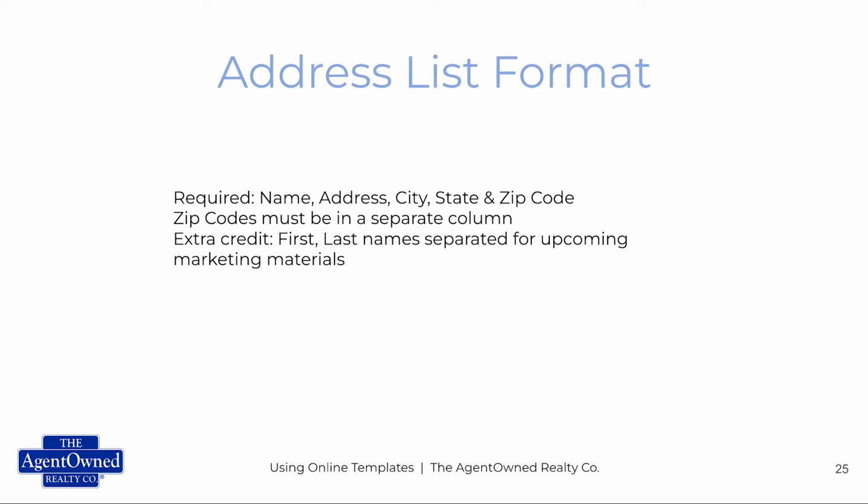Address list format. We talked about this in the previous module, but what is required is the name, address, city, state, and zip code. Zip codes must be in a separate column because that's something that we have to have so that we can process them easily. First and last name separated is for upcoming marketing materials. That's a little extra credit, but it's not required. And like in the previous module, we talked about where you can get an address list template to use so you don't have to think too much about it. That's going to be in your info for all agents folder. And that's pretty much it.